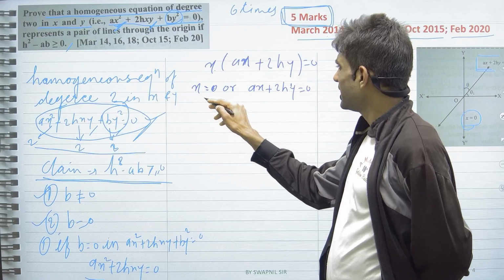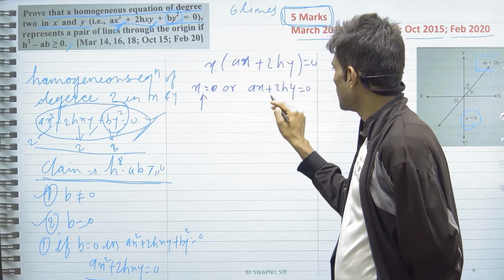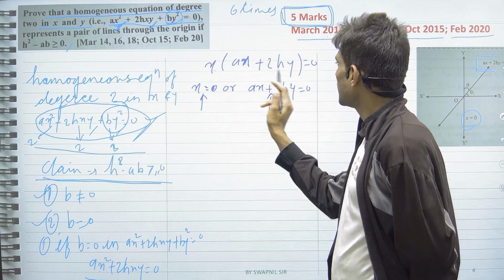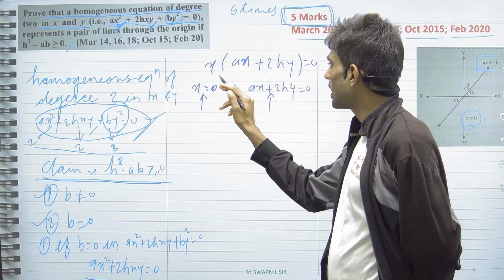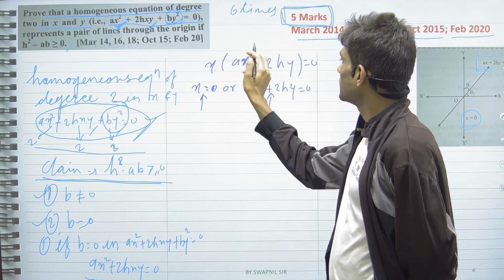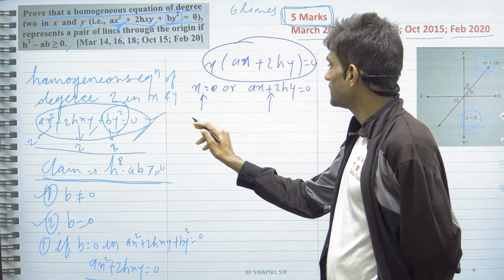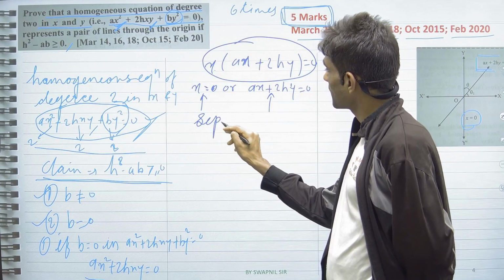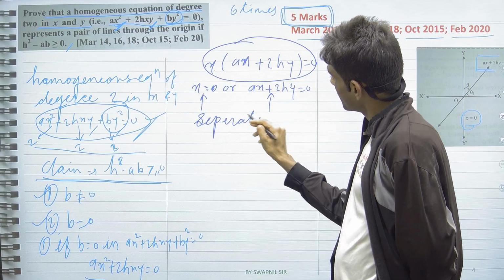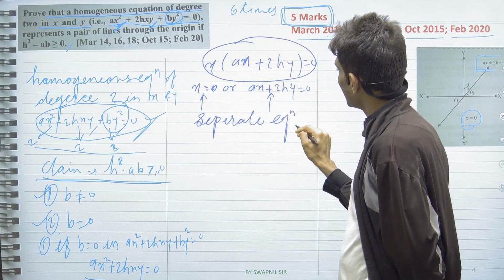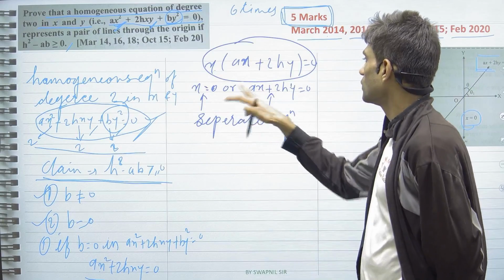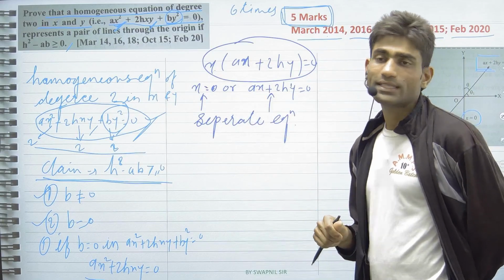Now we can say here we have two different equations whose product is 0. That means this is the combined equation of our pair of straight lines, and these are the separate equations of our pair of lines. So we got the two different equations.